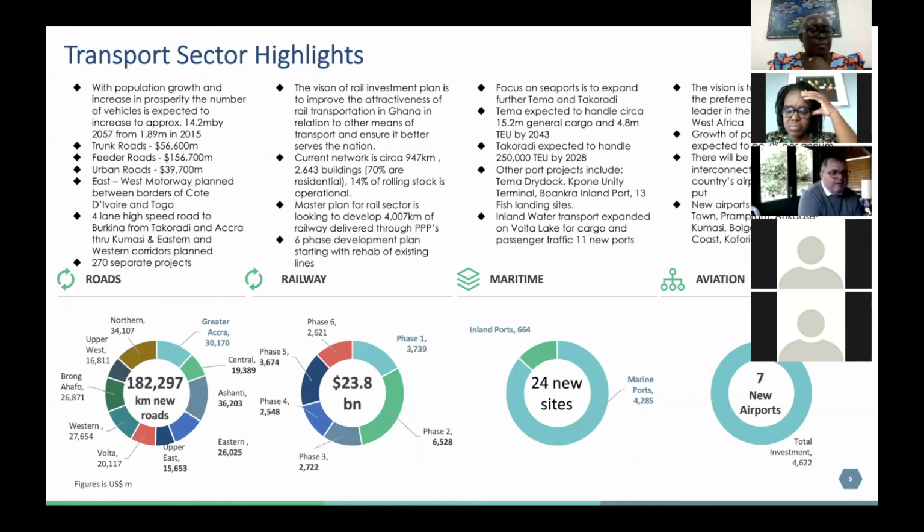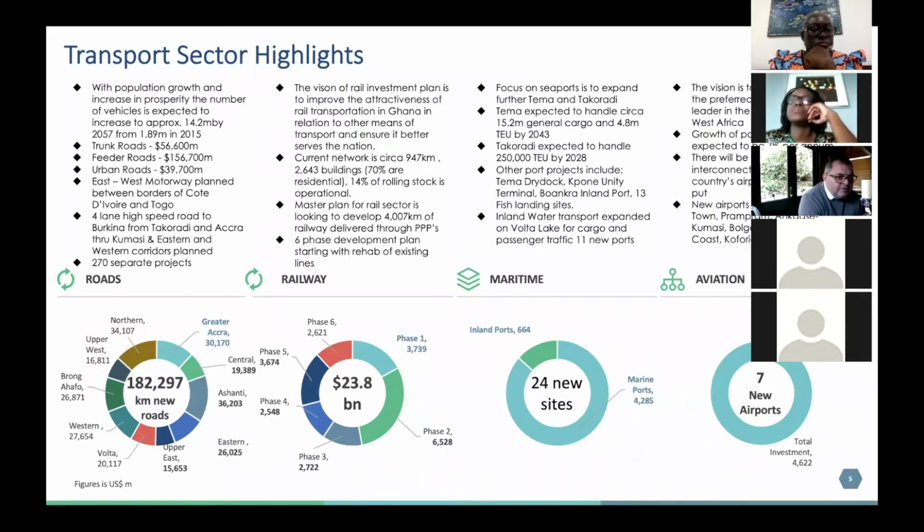On the road side, the demand for vehicles on the road is going to be driven by increased numbers of vehicles. The expectation is that we'll jump from just under 2 million vehicles on the road today to over 14 million by 2057. So there'll be significant investments into trunk roads and also the feeder roads as a consequence.